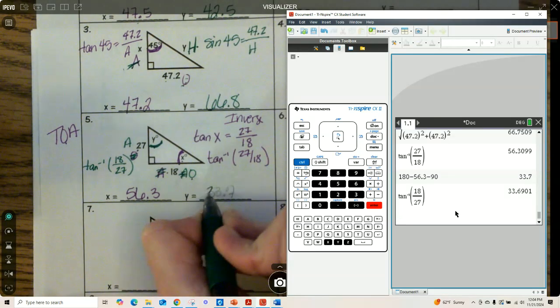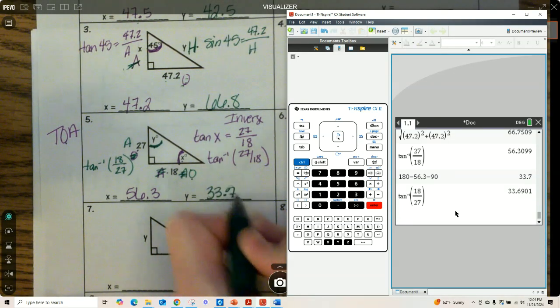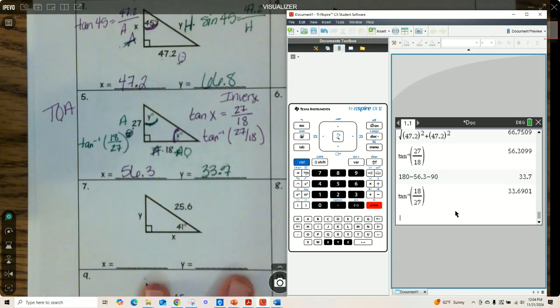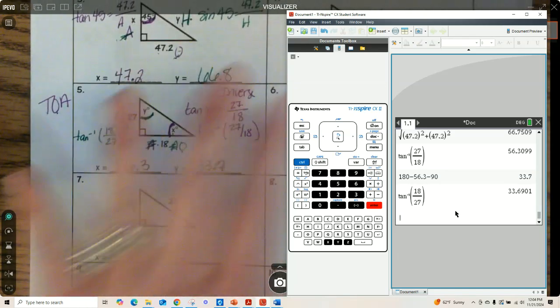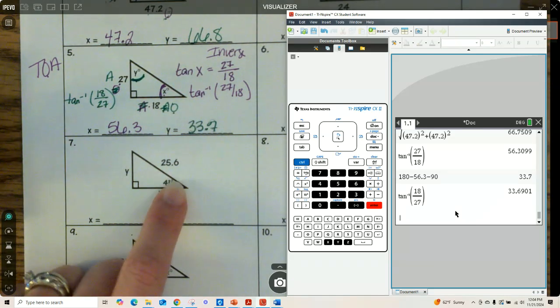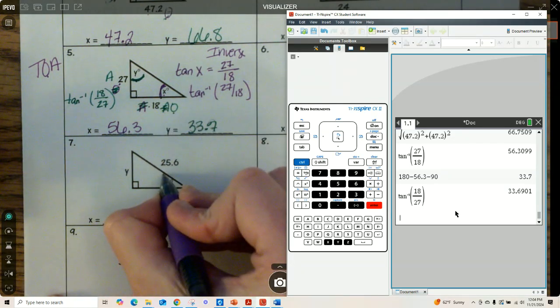Okay. So I don't know. To me, that one's a pretty good little hack because it kind of saves some time. All right, let's do one more with sides because to me, these are the tougher ones, the ones with the missing sides. So here's my angle, 41.